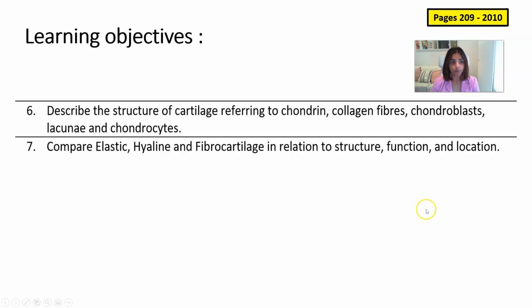The learning objectives for today's lesson are to describe the structure of cartilage, referring to key elements which are chondrin, collagen fibres, chondroblasts, lacunae and chondrocytes. Now hopefully some of those words will sound familiar because they are very similar to what we looked at when we did the bone lesson. You also need to be able to compare elastic, hyaline and fibrocartilage in relation to their structure, function and location within the human body.